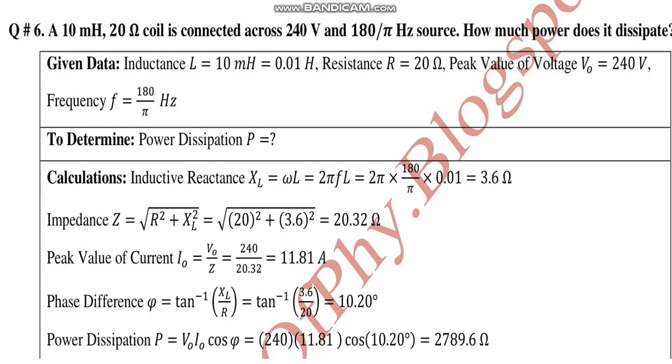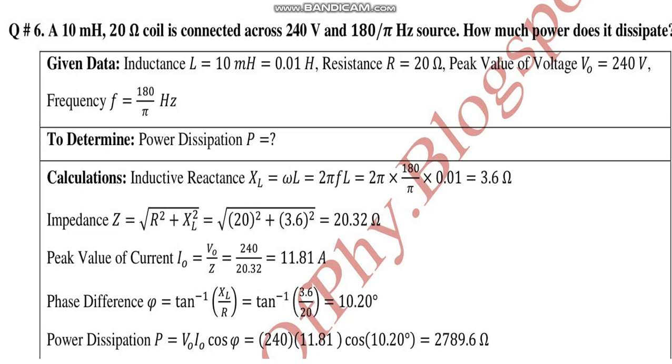XL has a value 3.6, and R, given in the question, is 20 ohm. After using the calculator and solving these values, we get the angle, that is 10.20 degree. Now we find the power dissipation easily. Power dissipation formula: P is equal to V naught I naught cos phi. Put the values in here.